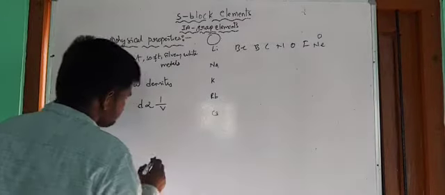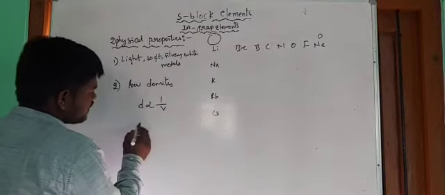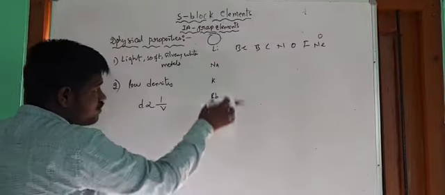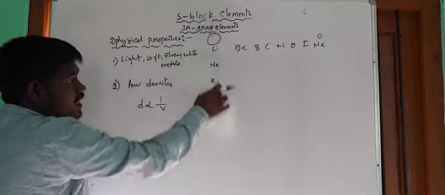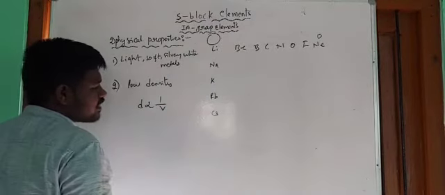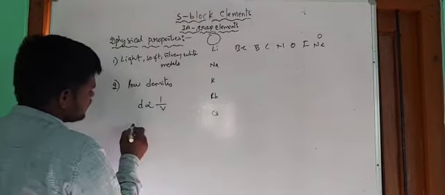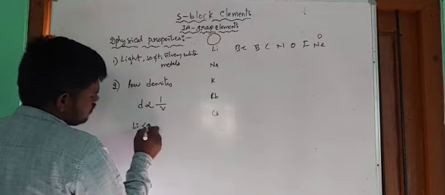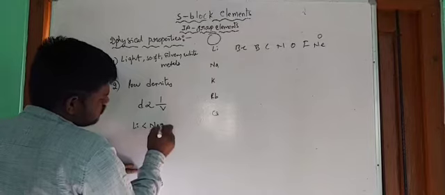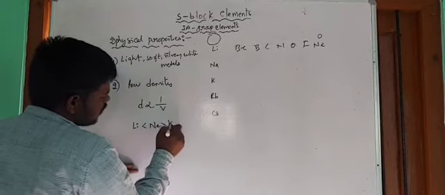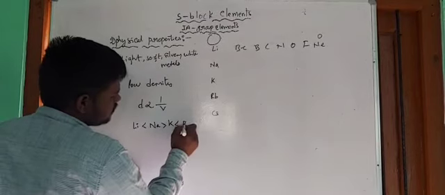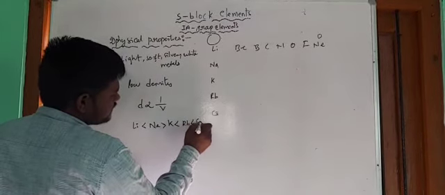And the next one, let me write the density order, guys. From top to bottom in this group, the mass increases. That's why from lithium to cesium, density also increases. Lithium has lower density than sodium. Sodium has more density than potassium. Potassium has lower density than rubidium and cesium.